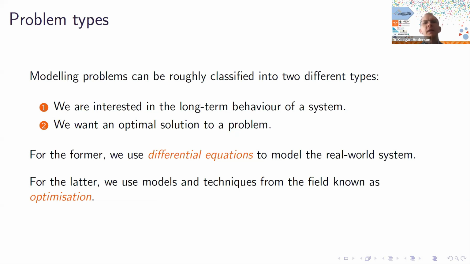The first type of problem is where we are interested in the long-term behavior of the system, to try and predict what is going to happen in the future, given some past or current data. And the second type of problem is where we want some type of optimal solution. With the long-term behavior type problems, we often use differential equations to model these things. And for the problems where we want an optimal solution, we use optimization. I'm going to discuss each one of these in turn.